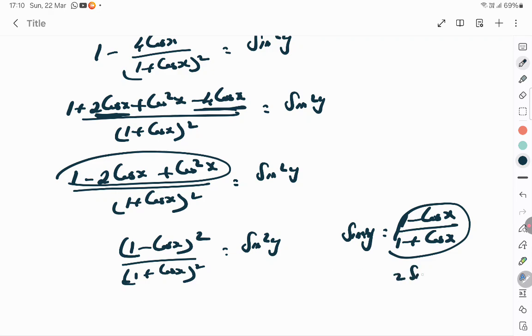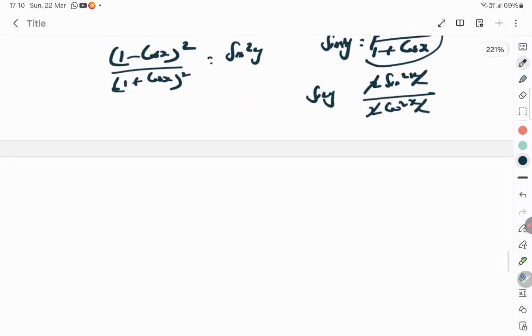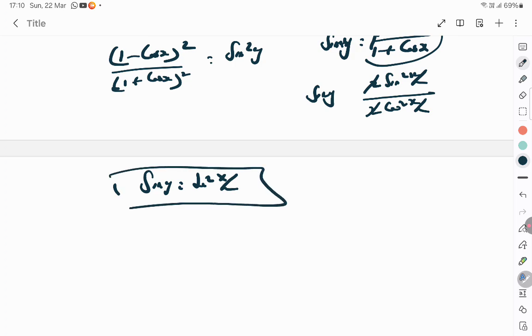1 minus cos x is 2 sin square x by 2. 1 plus cos x is 2 cos square x by 2. 2 and 2 get cancelled. So sin y itself is tan square x by 2. That's all. So that's about the sum, and that's what we needed to prove. So let's go to the next question.